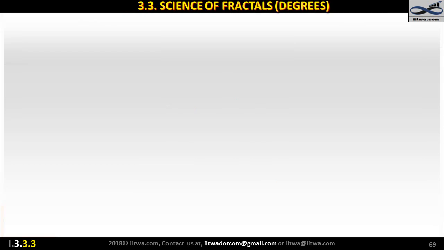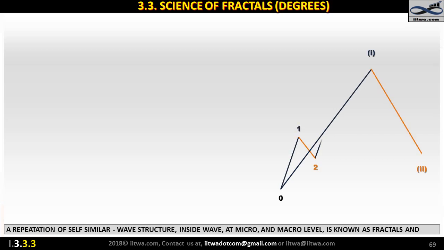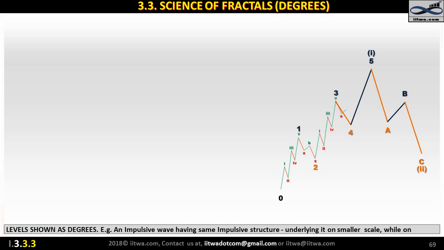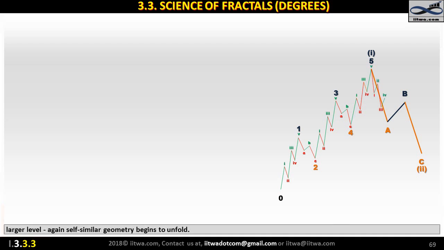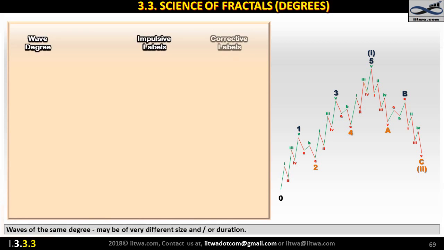Science of fractals, that is degrees of waves. A repetition of self-similar wave structure inside a wave at micro and macro level is known as fractals, and levels are shown as degrees. For example, an impulsive wave has the same impulsive structure underlying it on a smaller scale, while on a larger level, again self-similar geometry begins to unfold. Degrees are relative. They are defined by form, not by absolute size or duration. Waves of the same degree may be of very different size and/or duration.